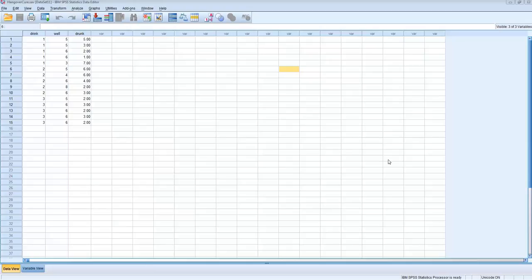This presentation is about how to conduct an analysis of covariance, or ANCOVA. This is essentially an ANOVA that considers a confounding variable.